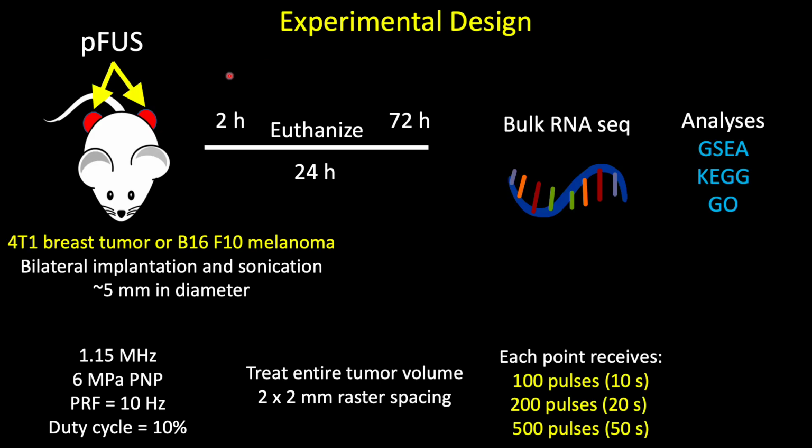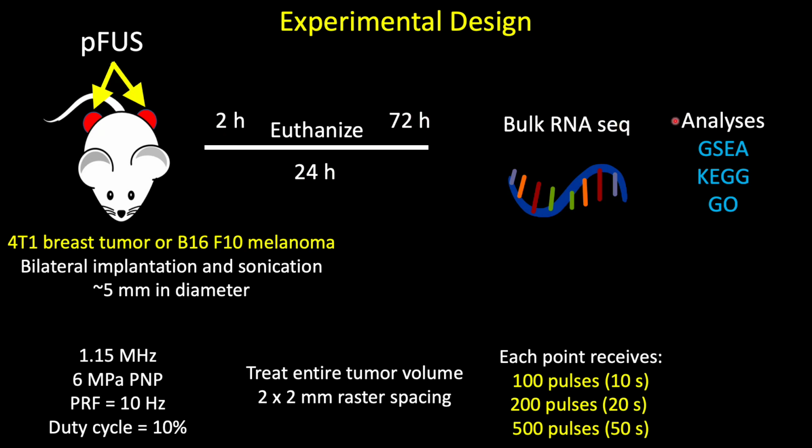All right, so to accomplish this, we used 4T1 as breast tumors or B16F10 melanomas. Mice were bilaterally implanted and tumors were grown to about 5 millimeters. We then sonicated them. Every tumor got these parameters where they had treated the entire volume using 2 by 2 millimeter spacing. However, we did break down into different treatment groups where the tumors received either 10 seconds or 100 pulses, 20 seconds or 200, or 50 seconds or 500 pulses. And then each of those groups was euthanized at 2, 24, and 72 hours post-PFUS.